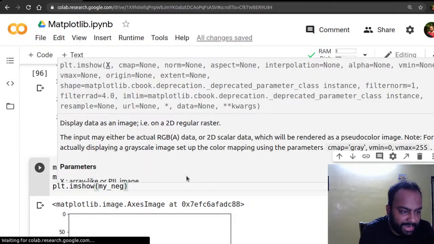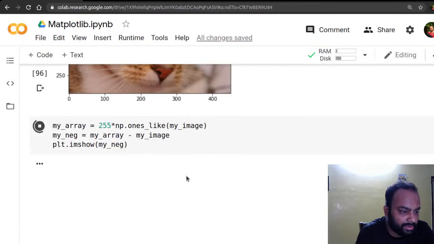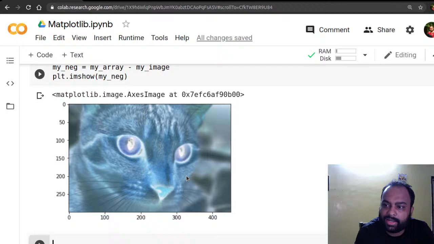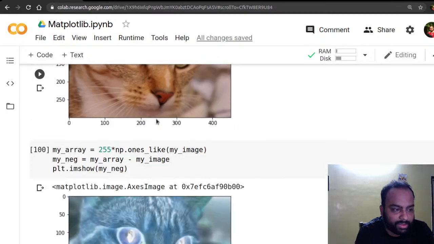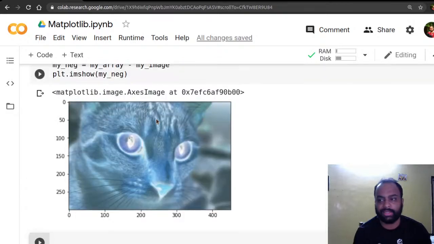We have done simple arithmetic, right? Simple arithmetic. Now what have I done? So essentially this is the negative of the image. This is essentially the negative of the image. Nice.